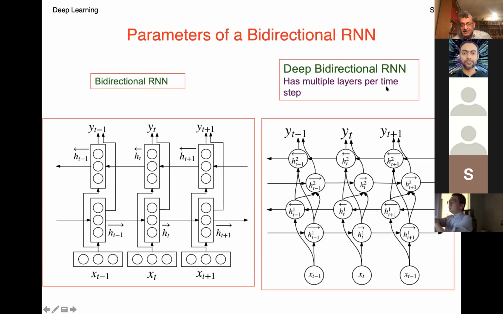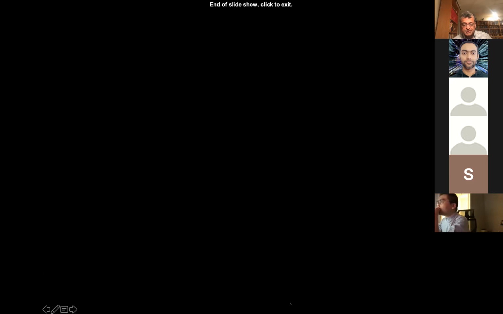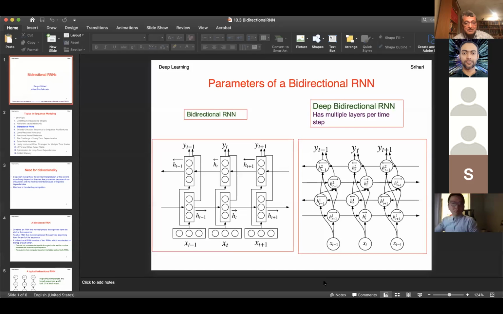So a deep bidirectional RNN has not only one layer but several layers, right? This is showing 2 layers. I think this is a rightward arrow, leftward arrow, rightward arrow, leftward arrow. So this is multiple layers per time step. So I guess BERT must be using some version of that. Okay, that's it. There wasn't much to that one.